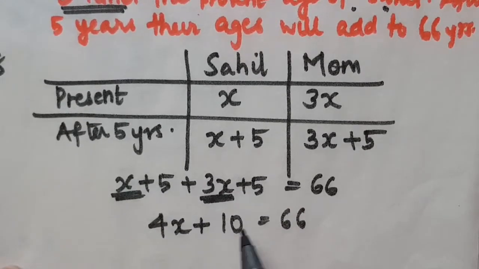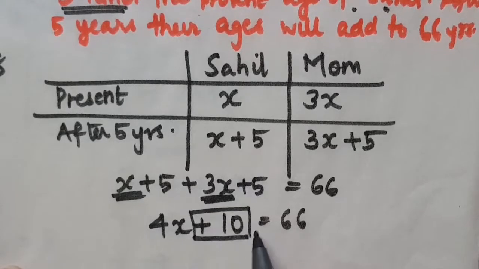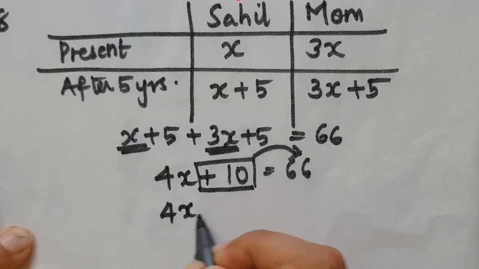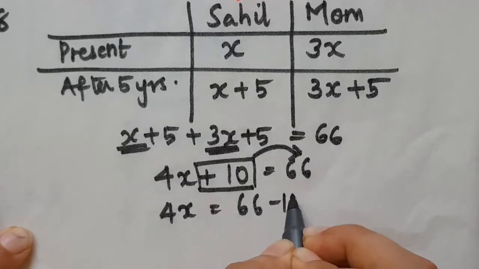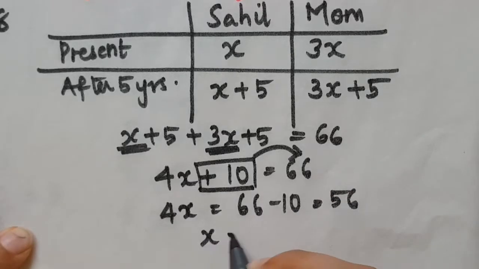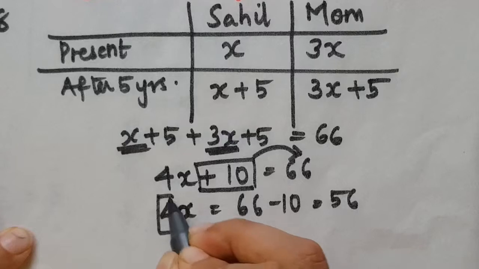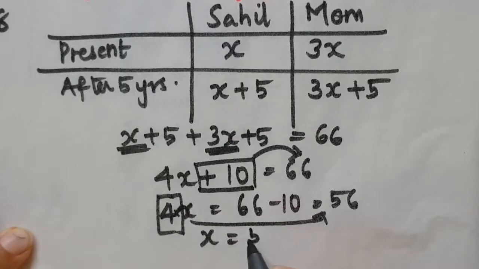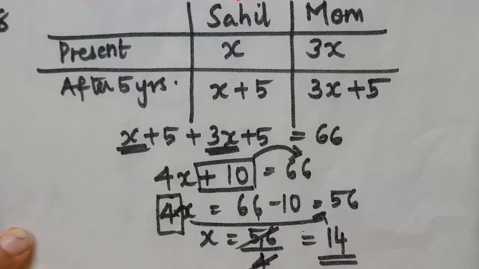We will take this positive 10 to the other side. That will be 4x is equal to 66 minus 10 is equal to 56. So x is equal to, taking this 4 times to the other side, 56 divided by 4. So that is equal to 4 ones are 4, balance 1, 14. 14 years old. Sahil is 14 years old.